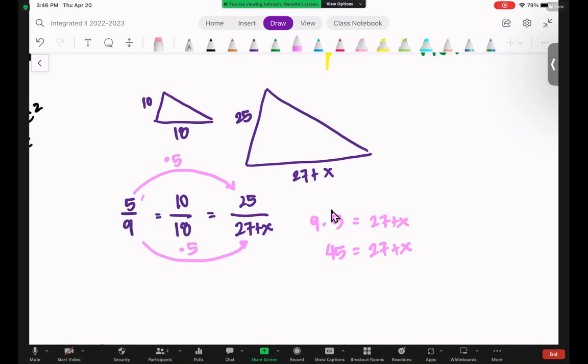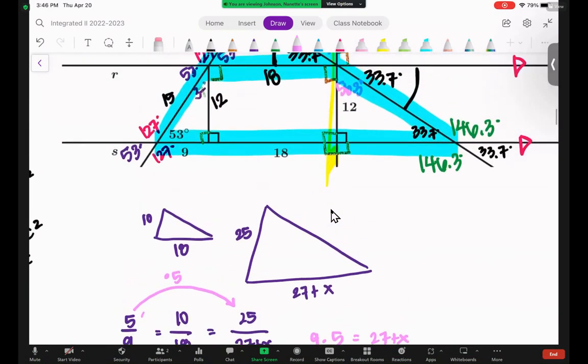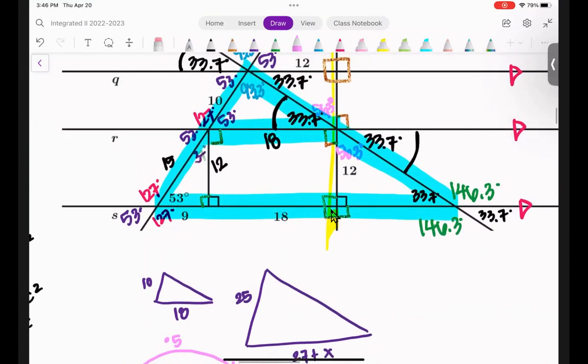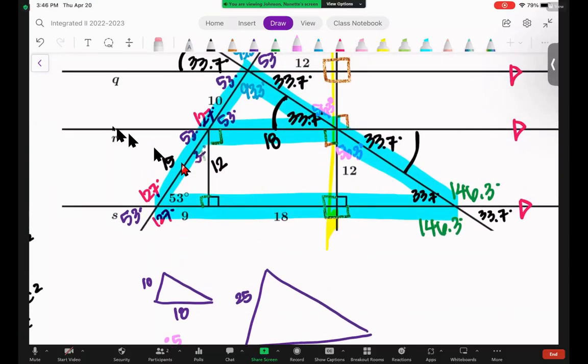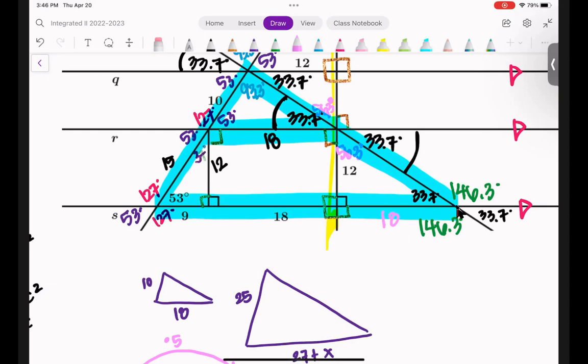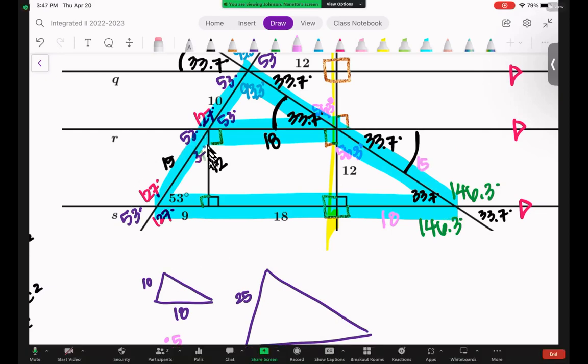Where did he go? This guy here equals 18, okay, which means this guy equals 15, right? Because this just matches this 12. Oh, no. I don't know what I was thinking.